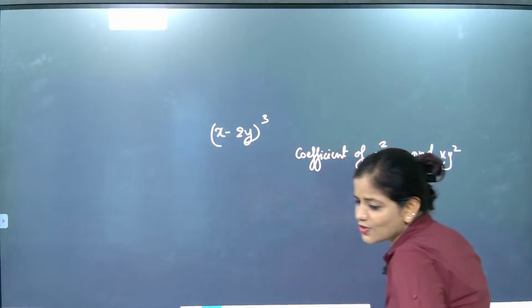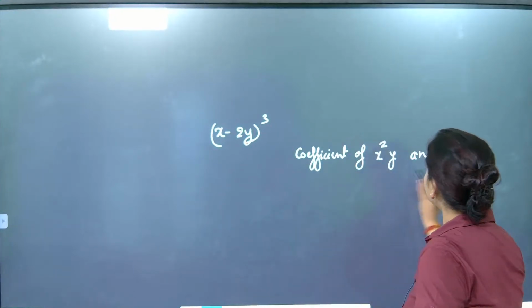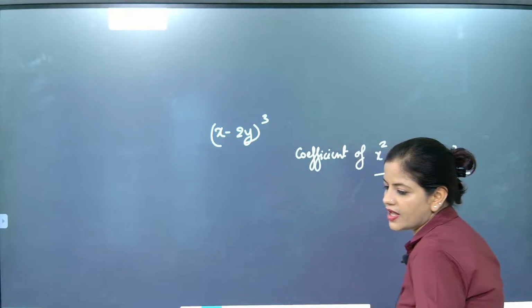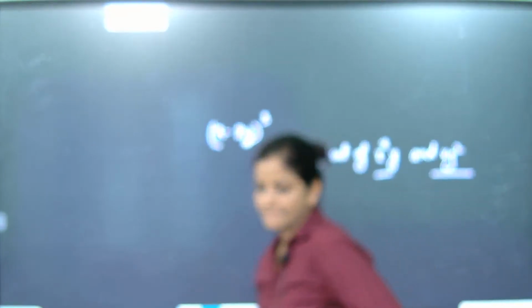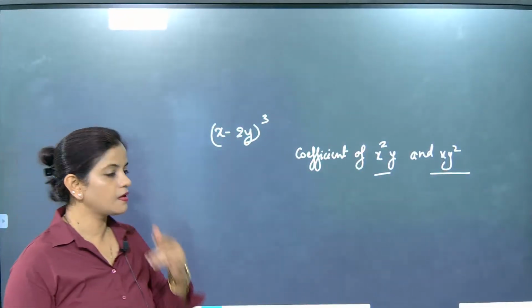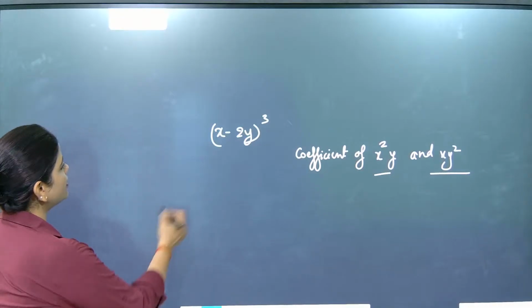Ready now? Give the answer fast. The coefficient of x square y and xy square. You can do it. Come on, say what is the answer, beta? The coefficient of x square y is minus 6. Wow, that was super quick. Super, very good.